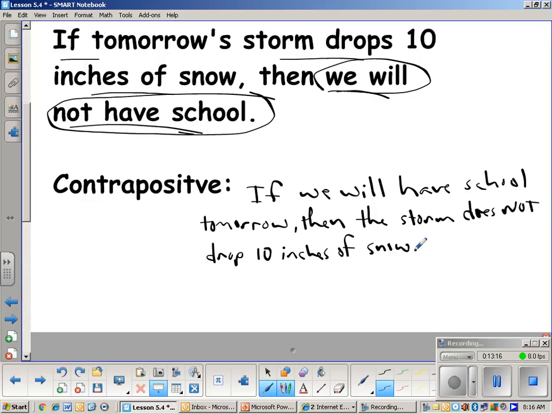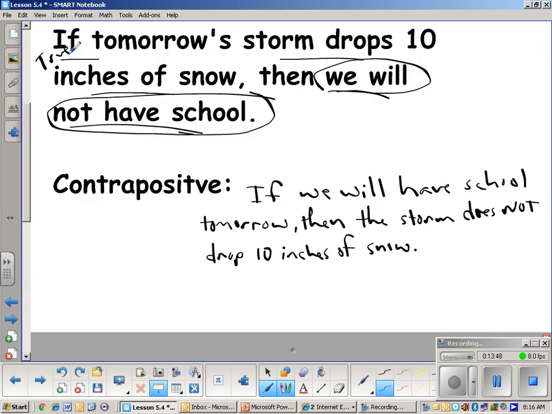Okay? Now let's look at this. We said this original statement was true. Let's look at what we wrote in the contrapositive. If we will have school tomorrow, then the storm does not drop 10 inches of snow. Okay, do you think that's true or not? Do you think it's possible we have school tomorrow? We will have school tomorrow, but we do drop 10 inches of snow from the storm.